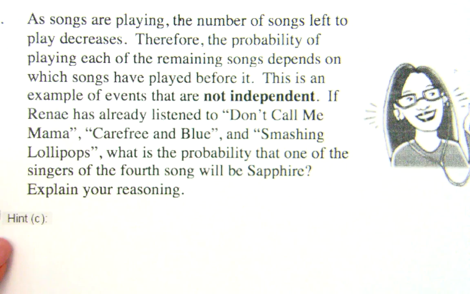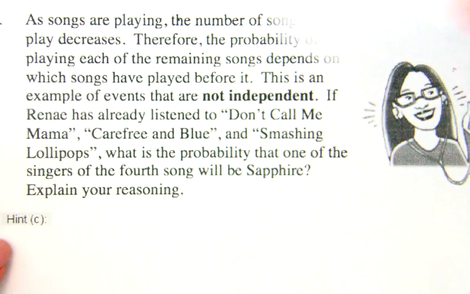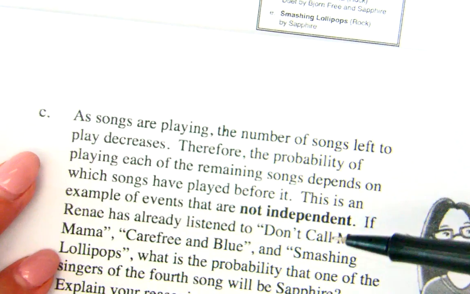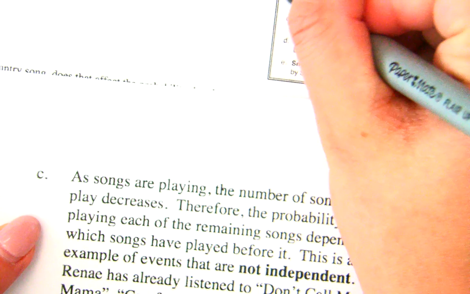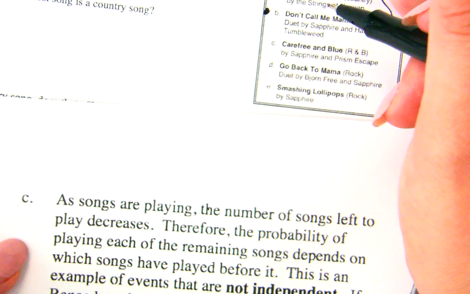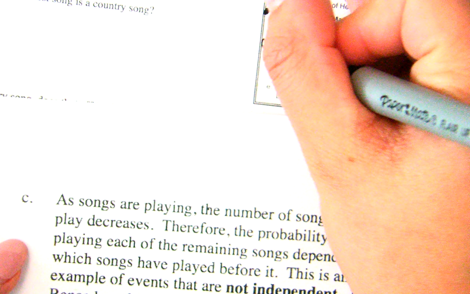If Renee has already listened to Don't Call Me Mama, Carefree Blue, and Smashing Lollipops, what is the probability that one of the singers of the 4th song will be Sapphire? Explain your reasoning. Okay, so she's already picked. She's already listened to Don't Call Me Mama, so I'm going to cross Don't Call Me Mama off the list, or I'm going to put a little dot next to it. She's already listened to Carefree and Blue, okay, that one's good to go, and Smashing Lollipops, which is this bottom one right here.